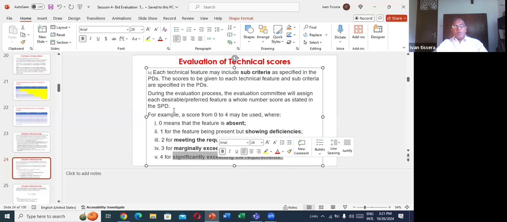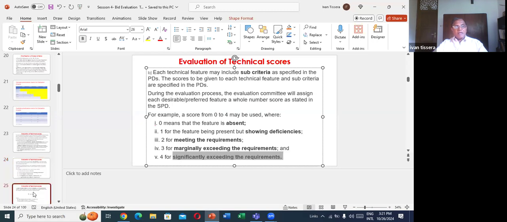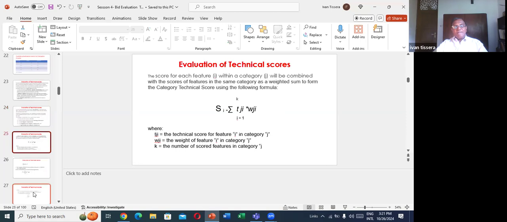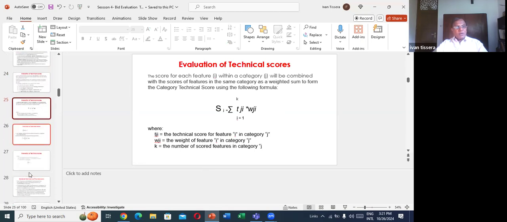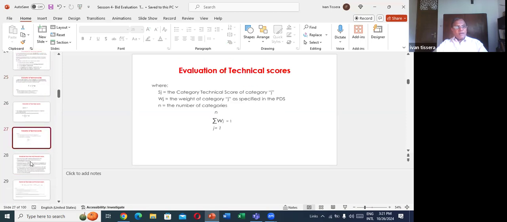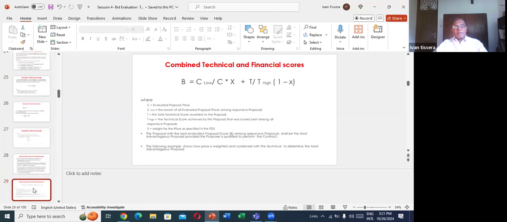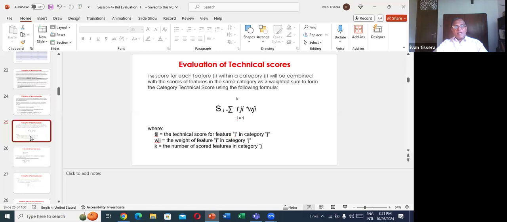So, how the evaluation is done for each criteria or sub-criteria. Read this one carefully. There are a number of formulas given here, I think 1, 2, 3 formulas here, and then the final combined formula. Understand?